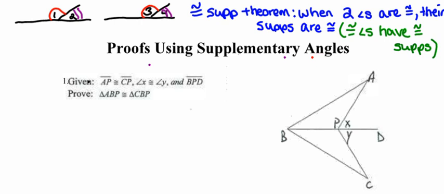So you might see this written one of three ways in your proof. You might see it written congruent supplements theorem. You might see when two angles are congruent, their supplements are congruent. Or you might see congruent angles have congruent supplements. All three of those ways talk about congruence and supplements. Those are going to be the important pieces that we're going to have to write about in our proof.